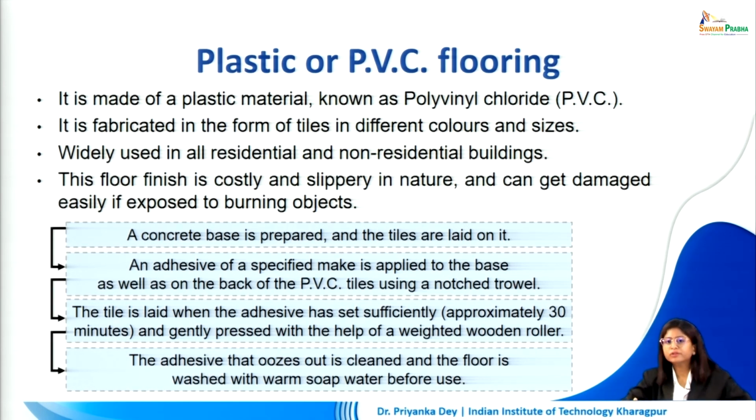An adhesive of a specified make is applied to the base as well as the back of the PVC tile with the help of a notched trowel. The tile is then laid with the help of the adhesive. We have to let it dry sufficiently over time. With the help of a wooden roller, we fix it and level it. The adhesive oozes out and then that is cleaned off, and the floor is then washed with warm soap before we start using it.